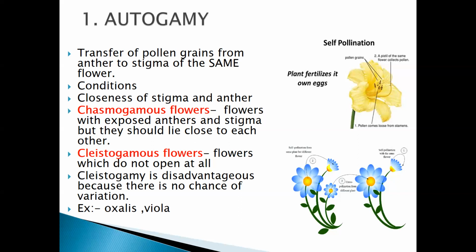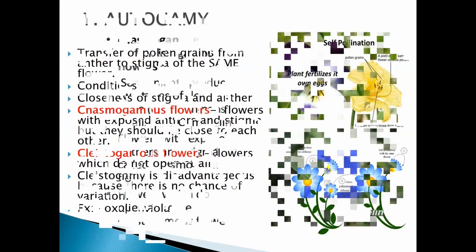So chasmogamous flowers are flowers with exposed anthers. Exposed means they are very much open to the environment or to the surroundings. Clear? Second one is the cleistogamous flower, which does not open at all. They remain closed all the time and pollination takes place there. One of the disadvantages is that there is no chance of variation, meaning no other pollen grain can pollinate it.